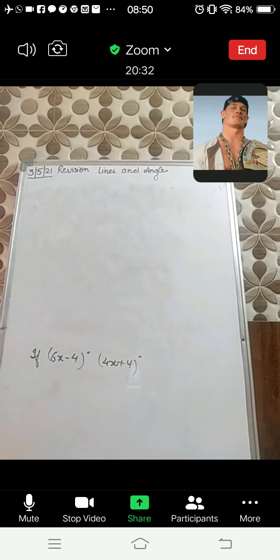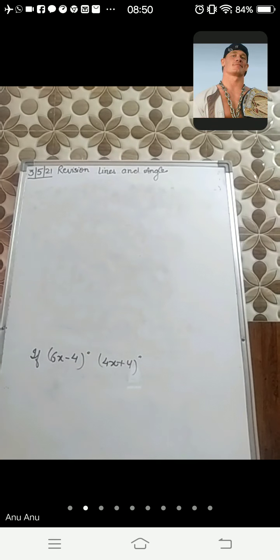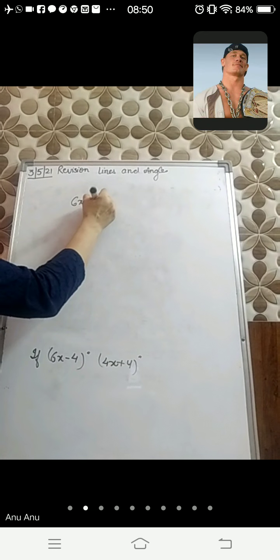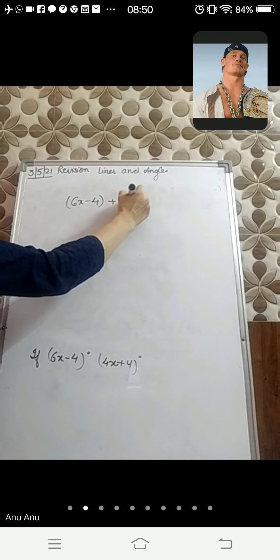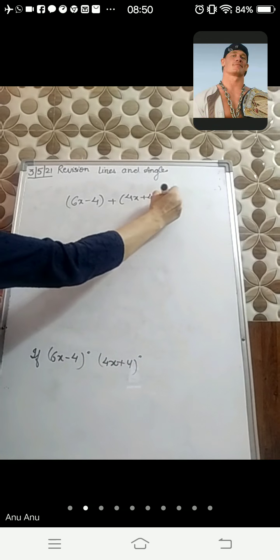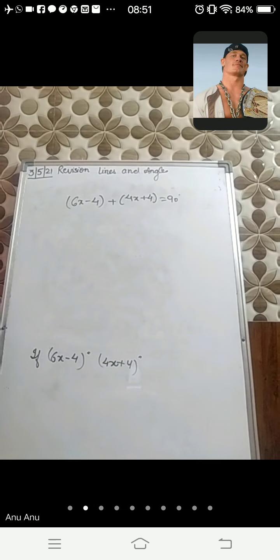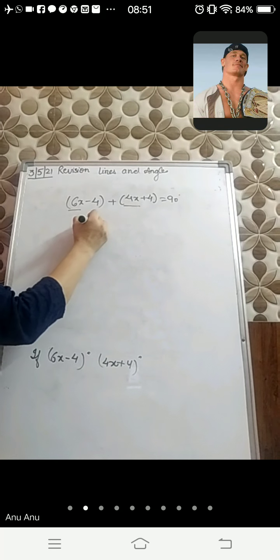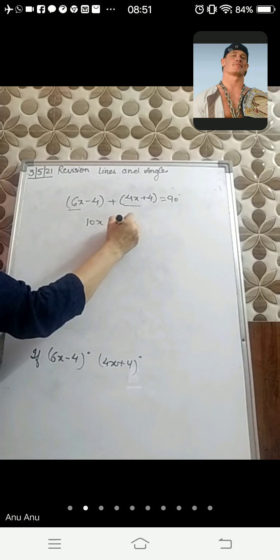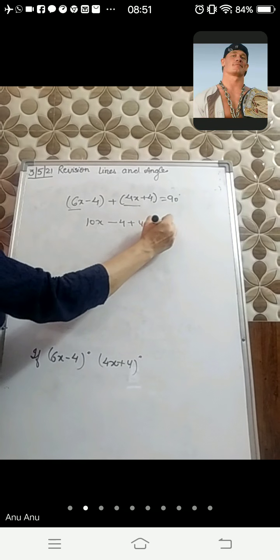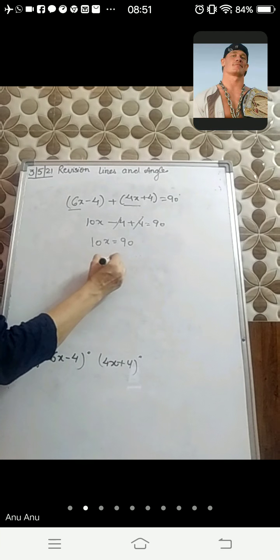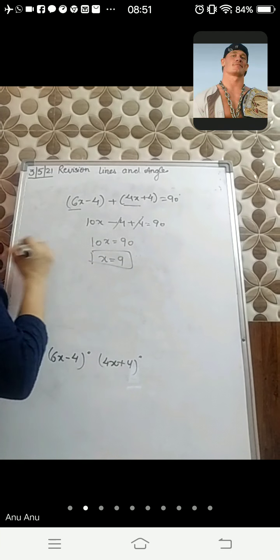What do you mean by complementary angles? These two angles are complementary. So the sum of these two angles is 90 degrees. So let's equate their sum equal to 90 and get the value of x. 6x plus 4x is your 10x. Minus 4 plus 4 is equal to 90. This will cancel out. So x is equal to 9. Value of x is 9.